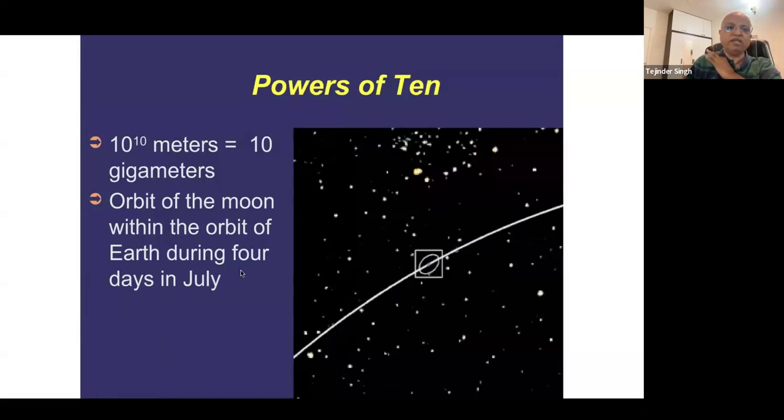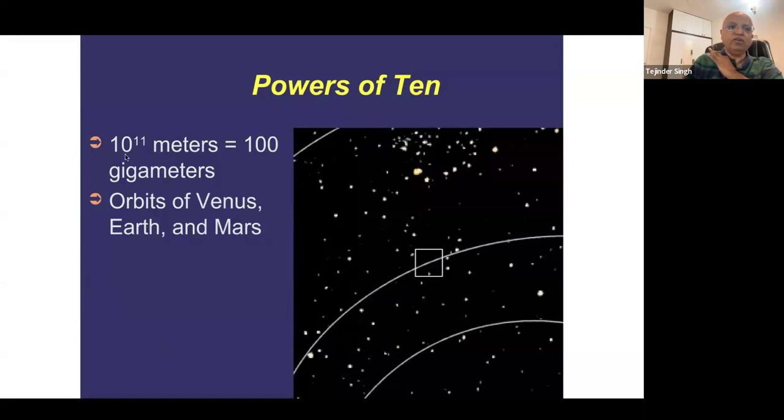Now we have reached a size of 1 followed by 10 zeros, 10 to the power 10 meters. Orbit of the moon within the orbit of the earth. So earth's orbit is this big curve. Moon's orbit around the earth is the small curve. Let's proceed. Next slide. 1 followed by 11 zeros, 10 to the power 11 meters, orbits of Venus, Earth, and Mars. Now, the sun is still not seen. This is the orbit of Venus, this line. This is the orbit of the Earth. This is the orbit of Mars. Mercury has not yet come. It will come next slide.